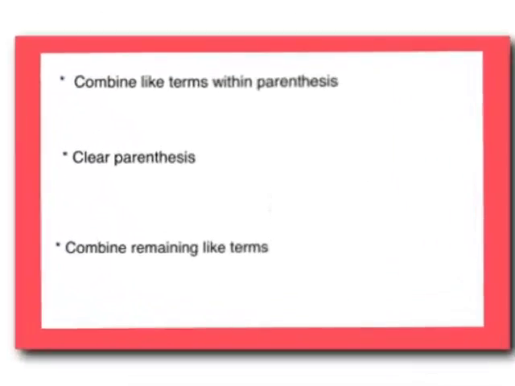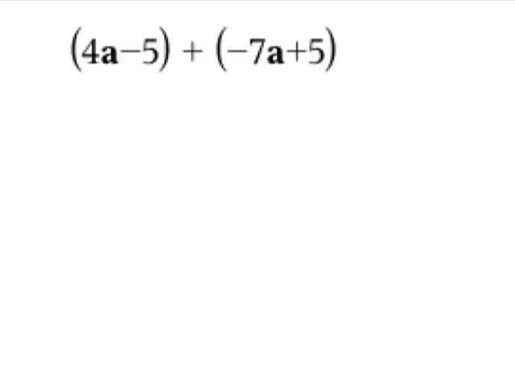To further explain the steps, I do want to do a couple of quick examples. First, I want to do 4a minus 5 plus a negative 7a plus 5. So that first step says combine like terms within parentheses. So you just look at each set of parentheses separately. On the first one, I've got 4a minus 5. Well, there's no like terms on that. And so I'll move on to the next one, negative 7a plus 5. Again, we have no like terms because they all have either a variable or a constant. So there's no like terms within each individual set.